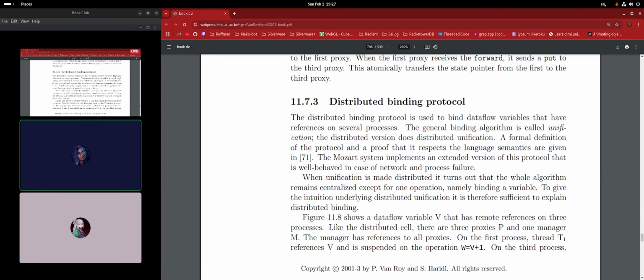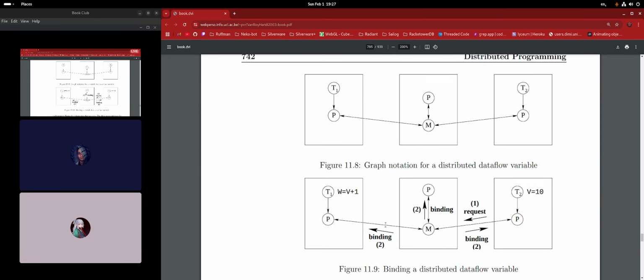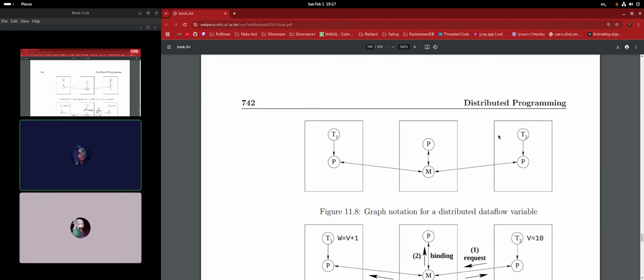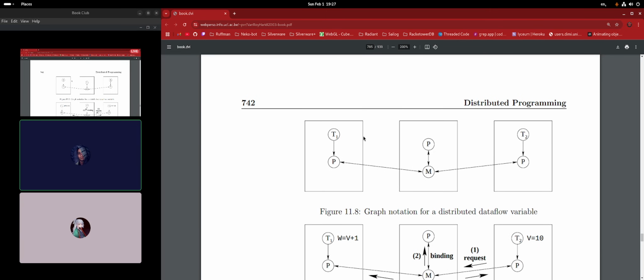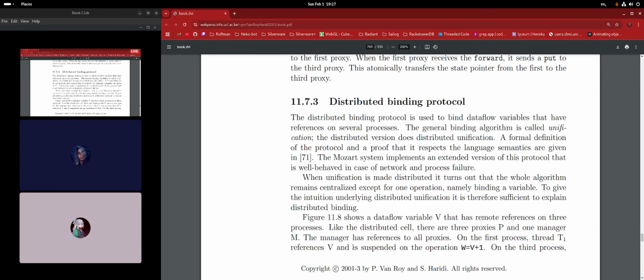So figure 11.8 shows a dataflow variable V that has remote references on three processes. That is a lie. There's no V in here. But it's going to make sense later. Like the distributed cell, there are three proxies P and one manager M. Yep, that checks out. The manager has references to all proxies. Again, that's the main reason we need a middle guy, is because everybody has access to it.